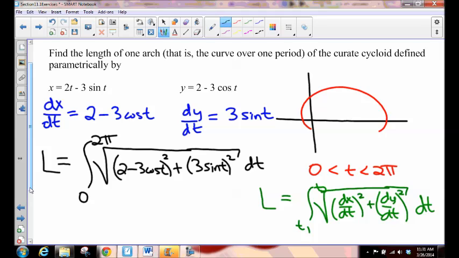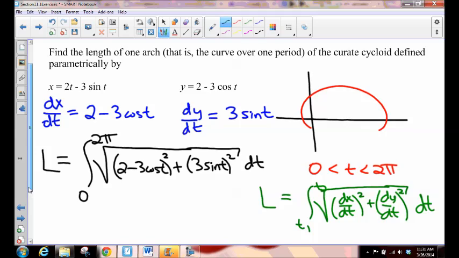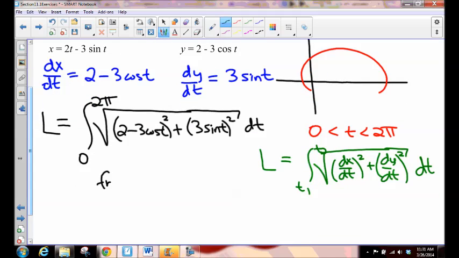Now, I played around with this a little bit, and I don't think it really simplifies into anything useful. So the best thing to do is to use the fnInt function on your calculator. And when you do that, you should get an answer similar to mine, which was 21.010.